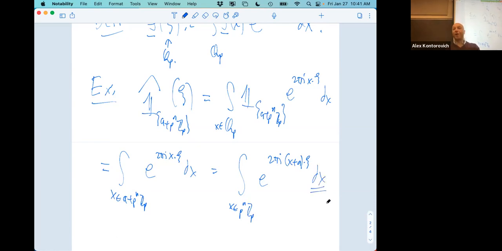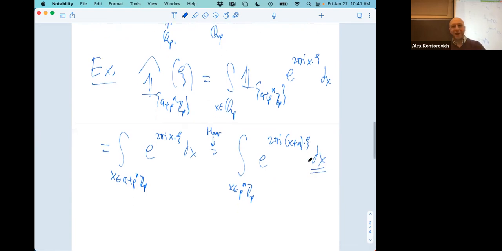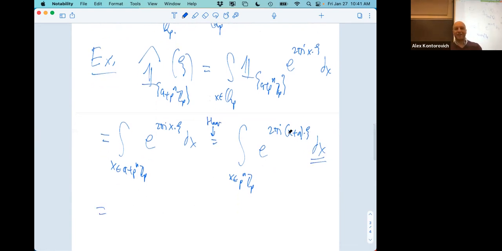This is where I'm using Haar, yes, in the invariance of the measure under this change of variables. So this is Haar. Now I'm going to use the fact that we have a character.